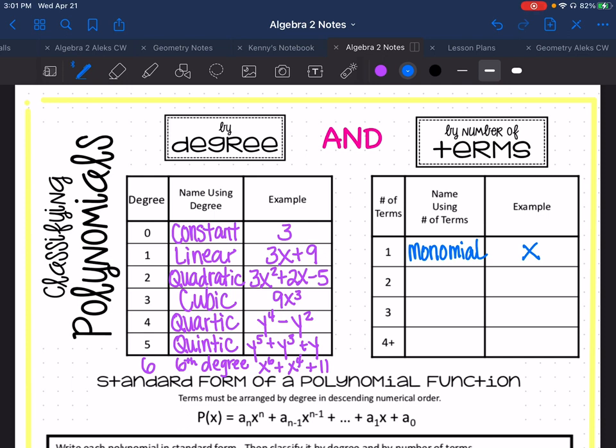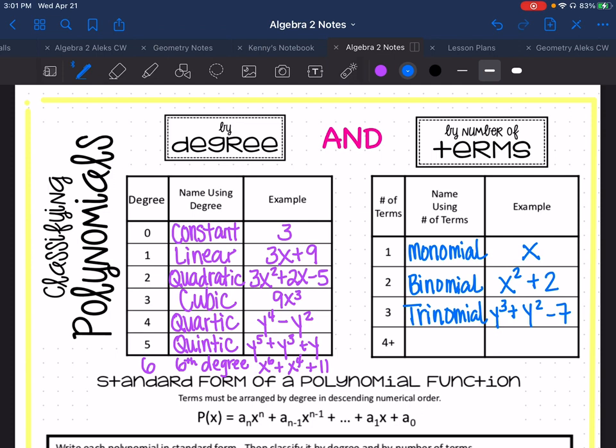Mono meaning one, okay? When you have 2 terms, like x squared plus 2, you call it a binomial. So bi for 2. When you have 3 terms, something like this, you call it a trinomial. And then we stop.